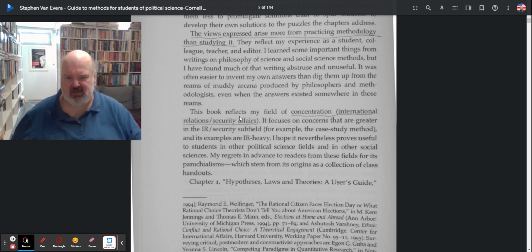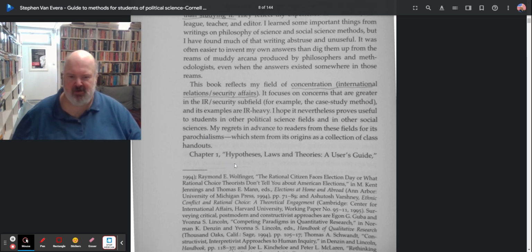Now he says, this book reflects my concentration on international relations and security affairs. It focuses on methods that are greater in IR security subfields, for example, case study methods. And its examples are IR heavy, right? I hope it nevertheless proves useful to students in other political science fields and other social scientists. My regret in advance to readers from those fields for its parochialism, which stems from the origins of the book as a collection of class handouts, right?